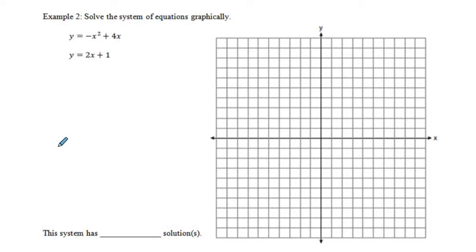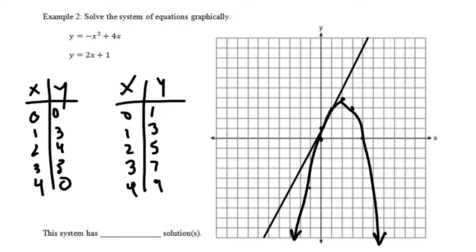All right, with our next example, we're going to do the same thing. Let's go ahead and graph both of our equations. I'll give you some time to go ahead and graph those now by creating tables, either on your paper or using the calculator, and then put those graphs on the coordinate plane to the right.